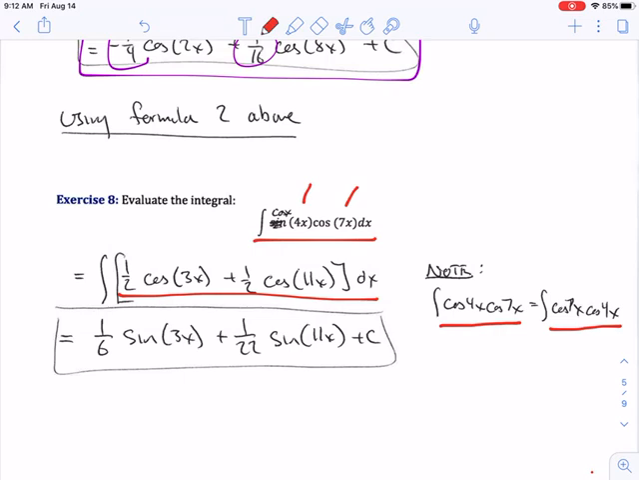You would have just had to use some negative angle identities to switch it around. You'd have gotten to the same place, but this is a little bit easier.